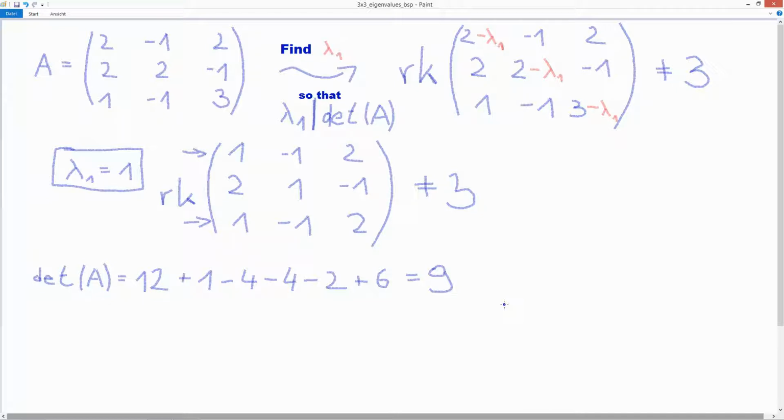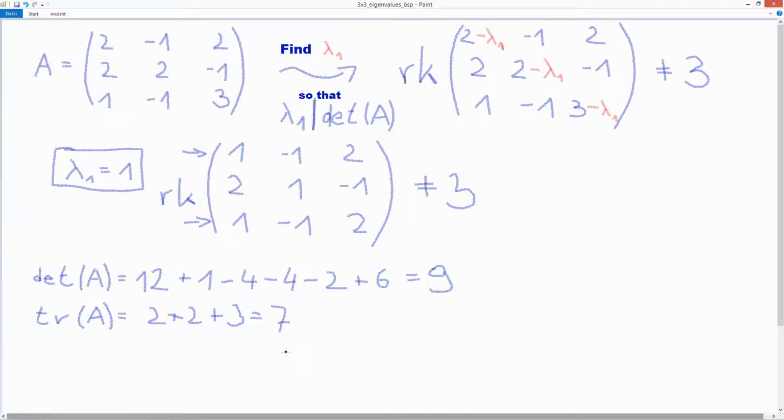We also need the trace of the matrix A, which is very easy to calculate because the trace is simply the sum of the diagonal entries of the matrix A, which is 2 plus 2 plus 3, so 7. This is the trace of A.